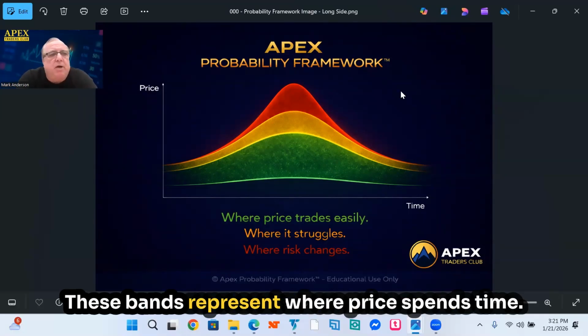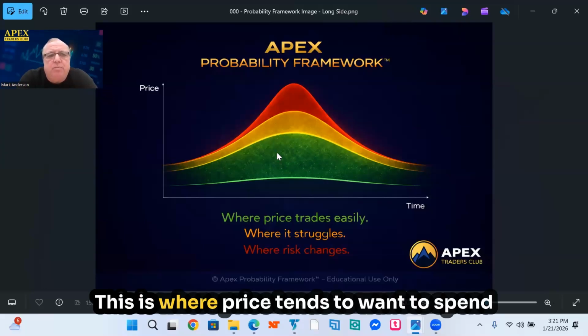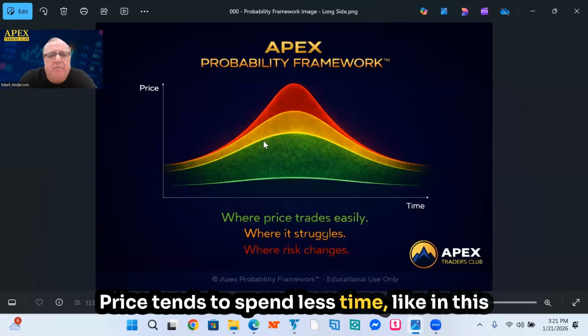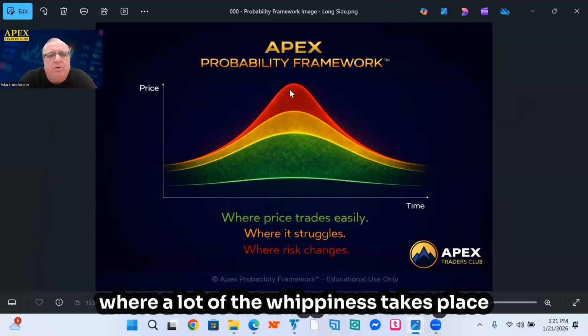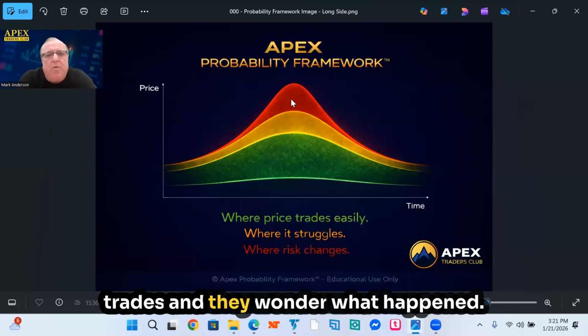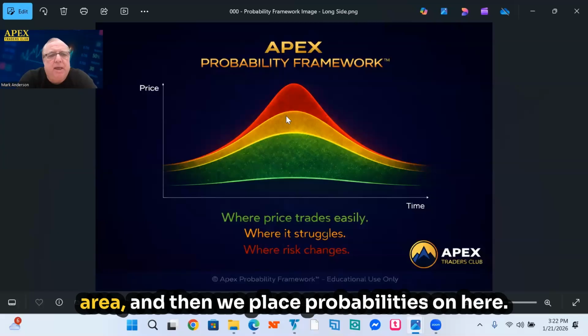These bands represent where price spends time. Where the curve is thick and wide, like this green area, this is where price tends to want to spend most of its time. Where the curve thins out, price tends to spend less time, like in this yellow area. And then the red area, that's where a lot of the whippiness takes place. A lot of traders get whipped out of their trades and wonder what happened. These bands identify how long price stays in an area, and then we place probabilities on here.